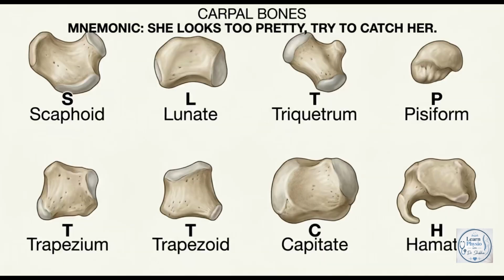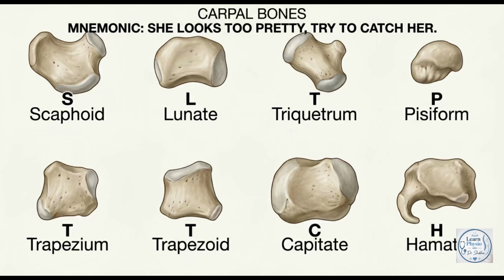There are total 16 carpal, 8 carpals on each wrist. So the names of carpals are scaphoid, lunate, triquetral, pisiform, trapezium, trapezoid, capitate, hamate. And mnemonic to learn carpal is: she looks too pretty, try to catch her.